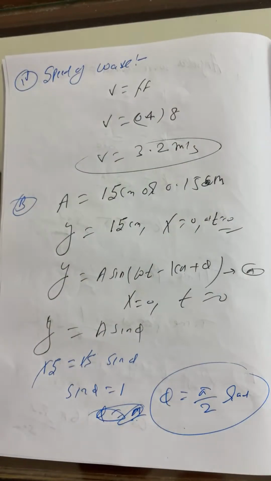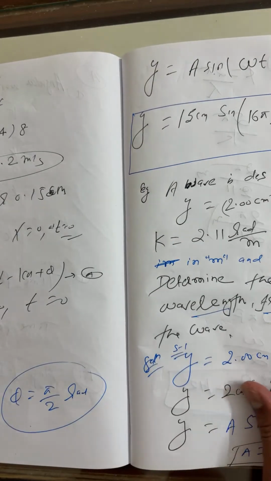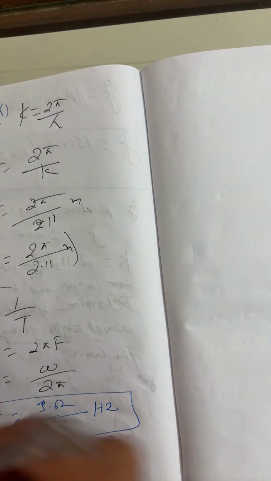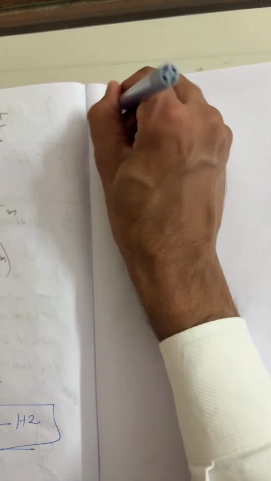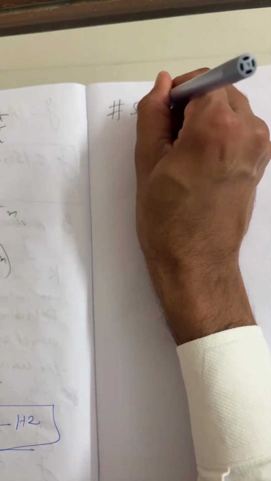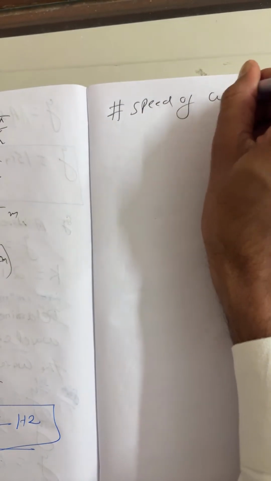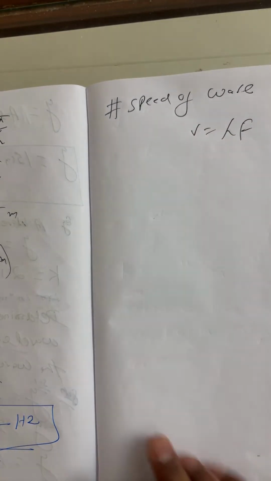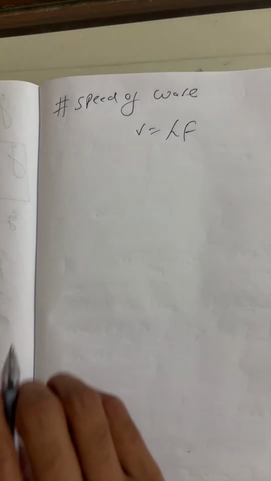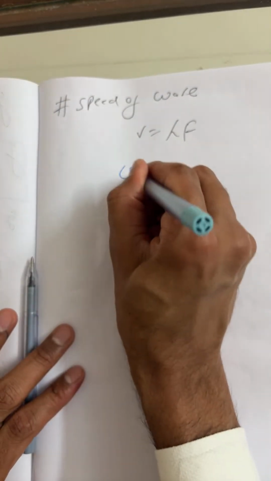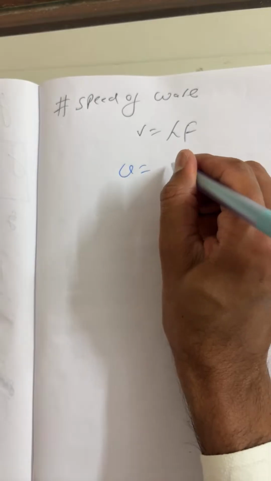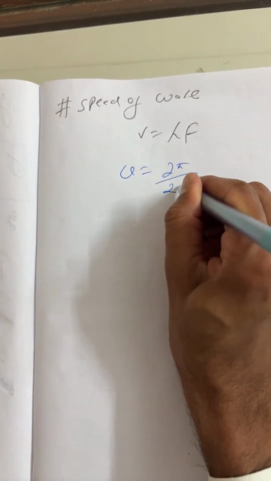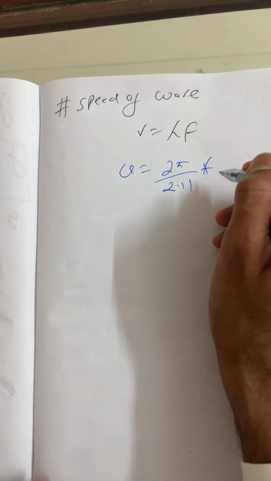That's the frequency. Next is the speed of the wave, pretty easy to find. Last one, speed of wave. V is equal to lambda f. Lambda we already found as 2 pi by 2.11. And the frequency, how much?